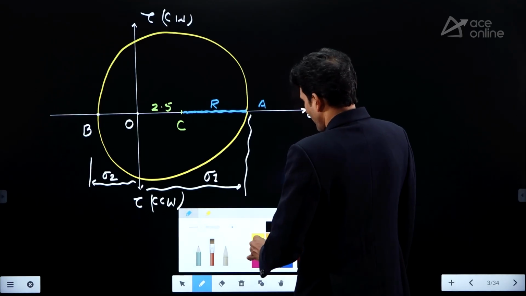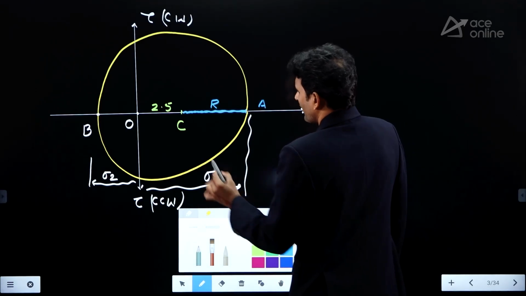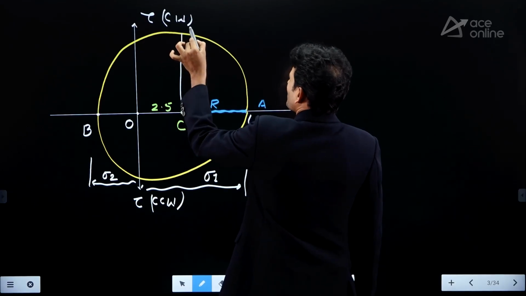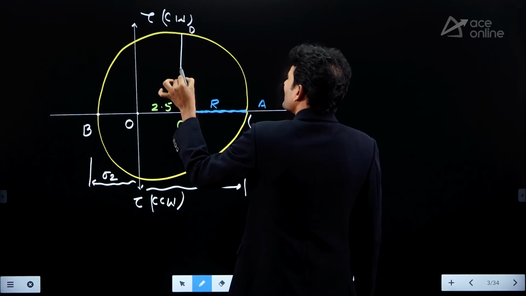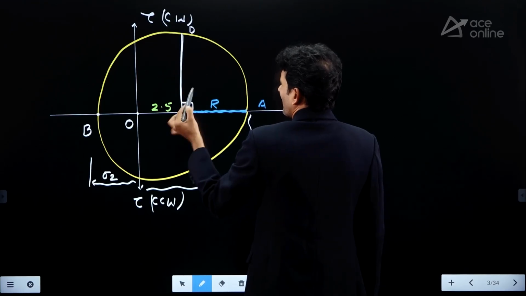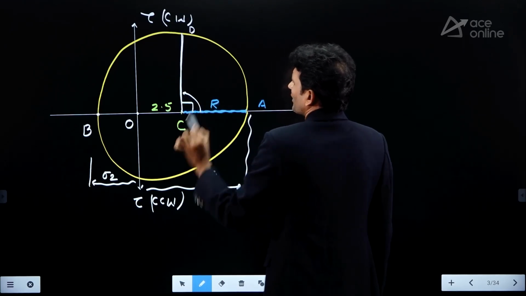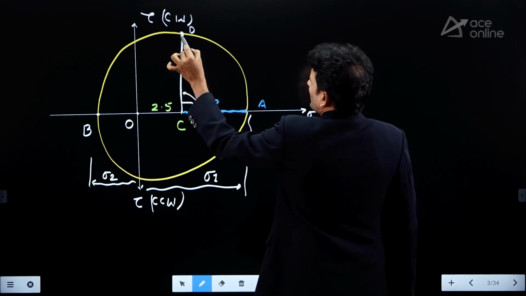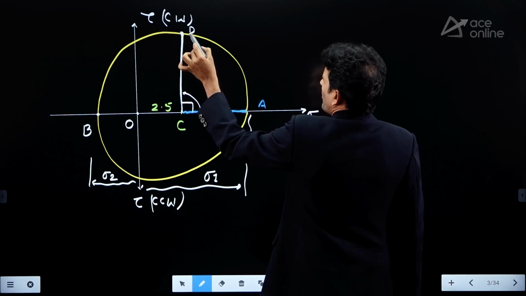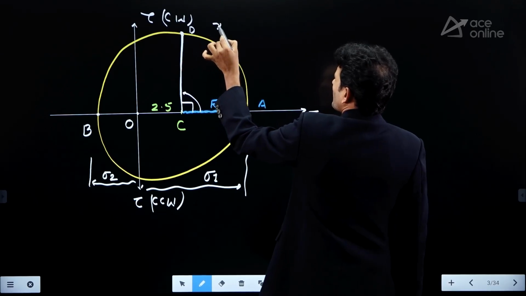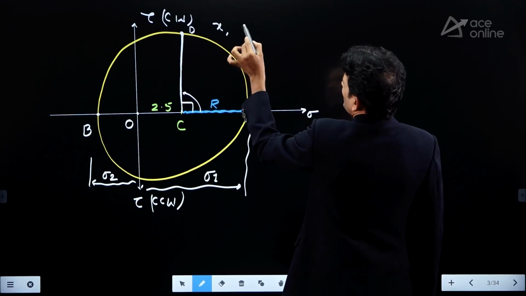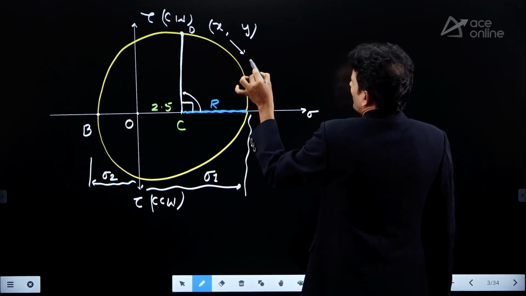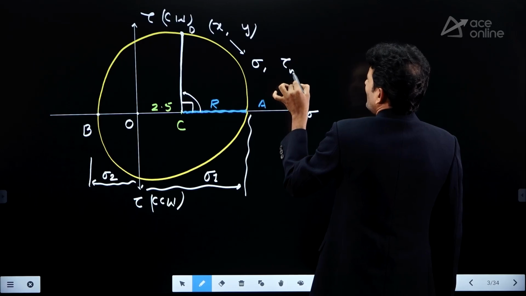Now when I am identifying the tau max plane, let us mark this as D. CD, this radial line, represents the tau max plane at an angle of 90 degrees, anti-clockwise direction. Now what is the x coordinate for this one? If I take the point corresponding to the radial line, x coordinate gives the normal stress value. Y coordinate gives the shear stress value.